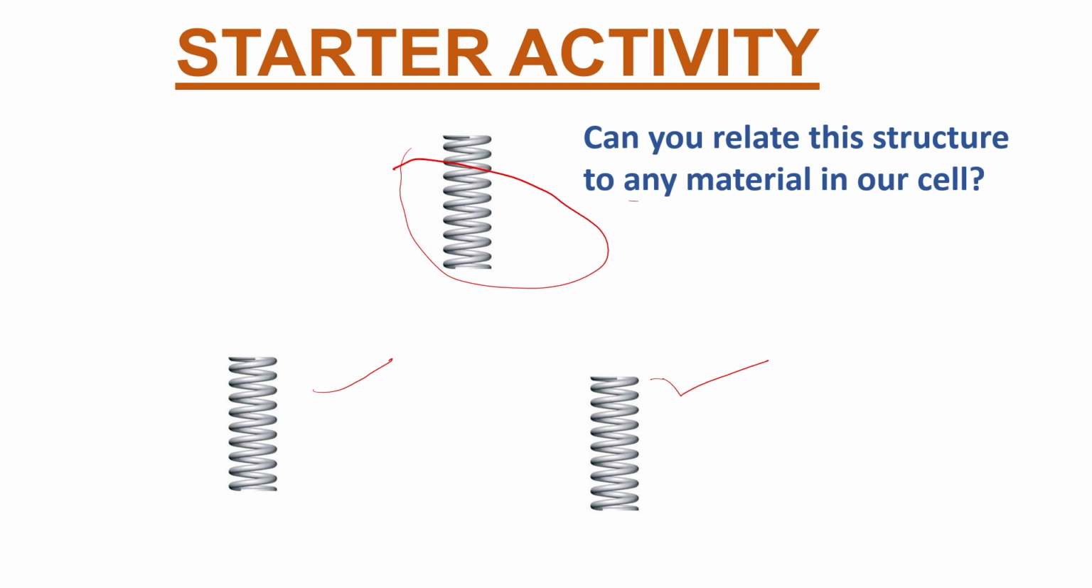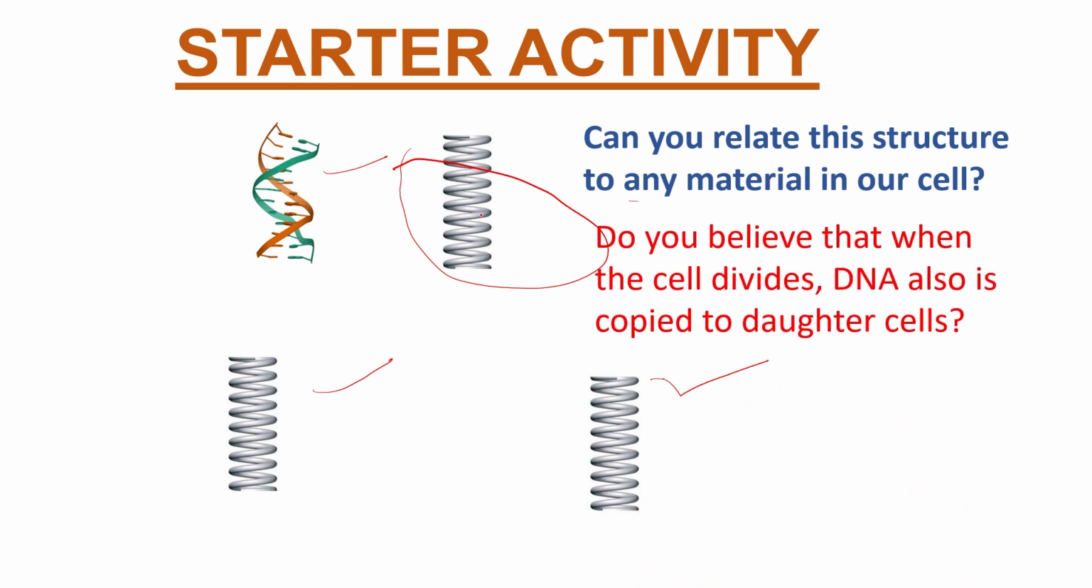Yes, it's DNA. We have DNA that has a similar shape to this spring. Okay, so this is DNA. You can see it has a spiral structure, whereas the spring also has a spiral structure. Now, do you believe that when the cell divides, DNA is also copied to daughter cells? That means as the spring divided into two, do you believe that in our cell, this DNA is also being divided into two daughter cells or any number of cells? Do you believe that it is copied?